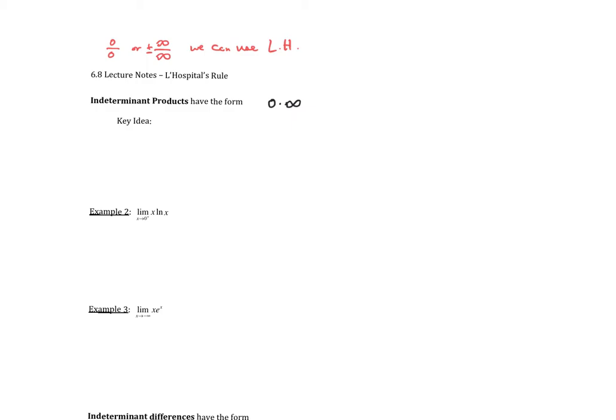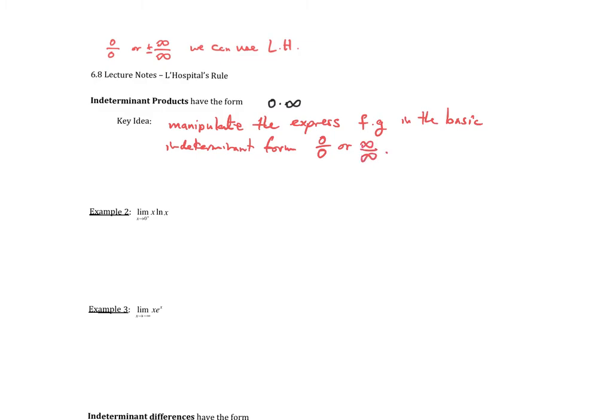So the key idea for us is we are going to manipulate the expression f times g, these are the two functions that are being multiplied to each other, and try to manipulate it so that we express this product in the basic indeterminate form. And by that, I mean either 0 over 0 or infinity over infinity, so that we could use L'Hopital's rule.